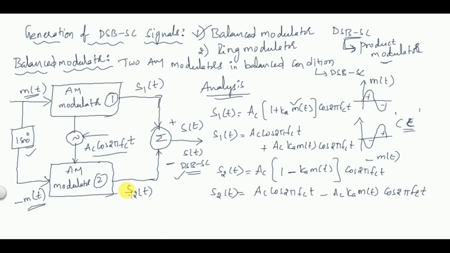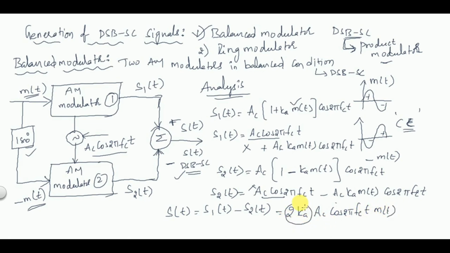s1(t) and s2(t) are taken as the inputs to a subtractor circuit. So s(t), the final output, is s1(t) minus s2(t). When you subtract these two, the terms Ac cos 2 pi fc t and Ac cos 2 pi fc t get cancelled out. This will be Ac Ka m(t) cos 2 pi fc t minus of minus Ac Ka m(t) cos 2 pi fc t. So you'll get 2 Ka Ac cos 2 pi fc t into m(t).